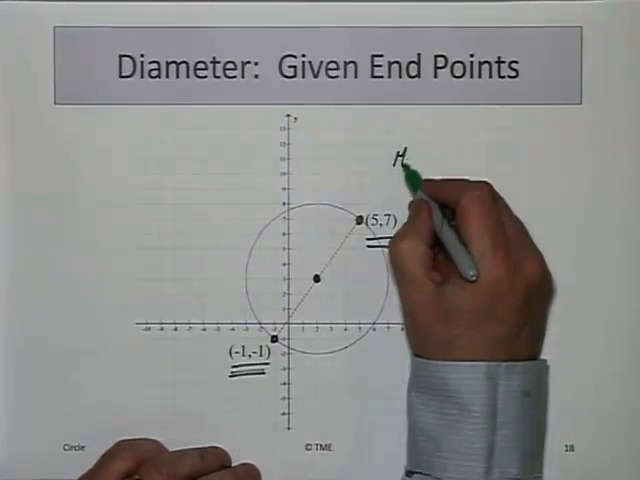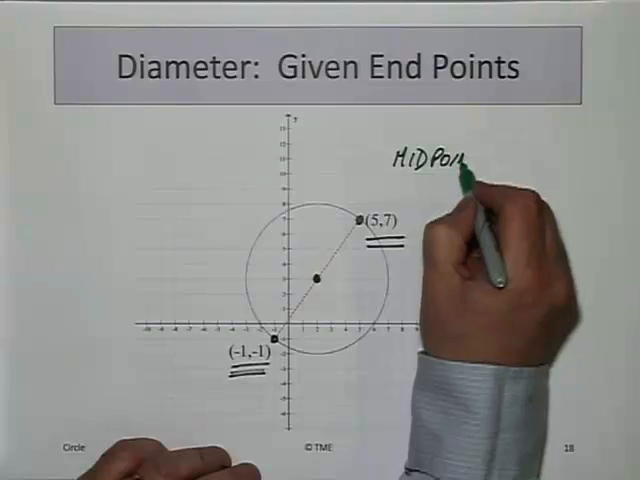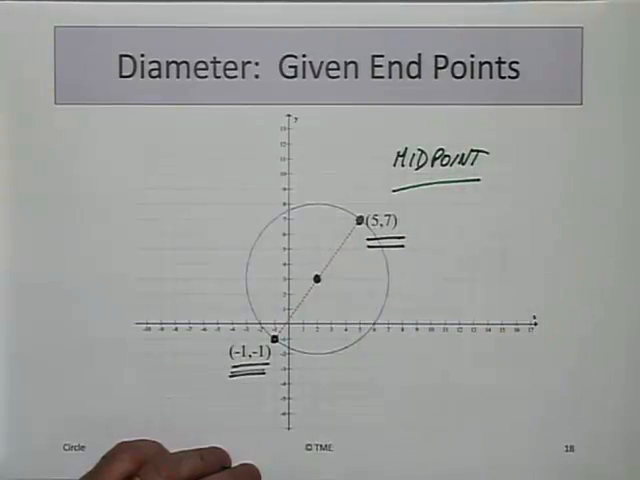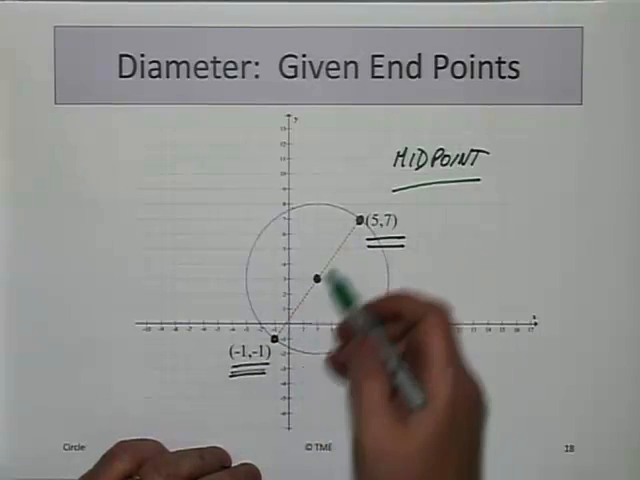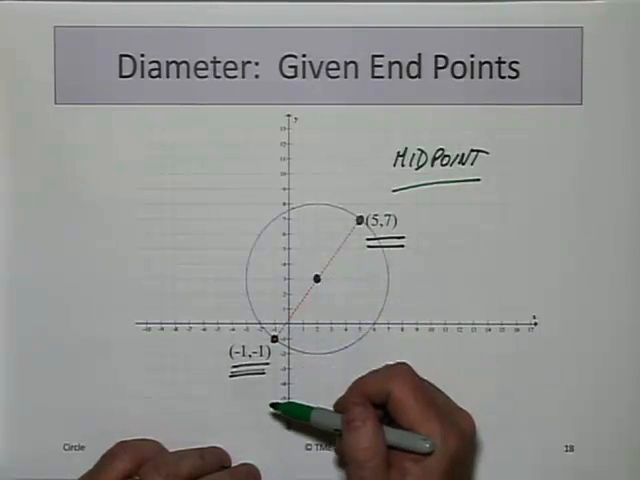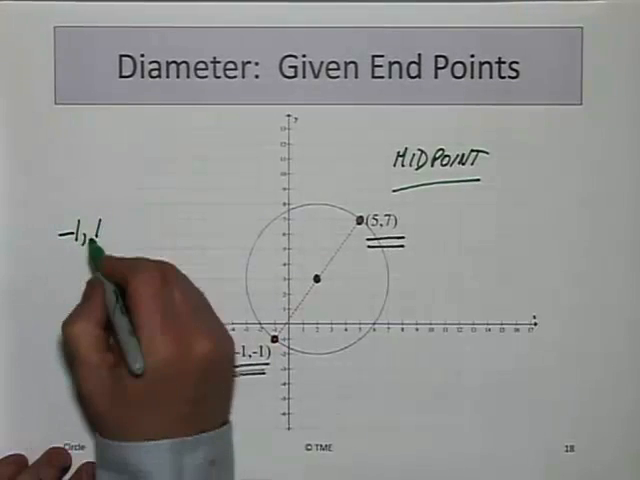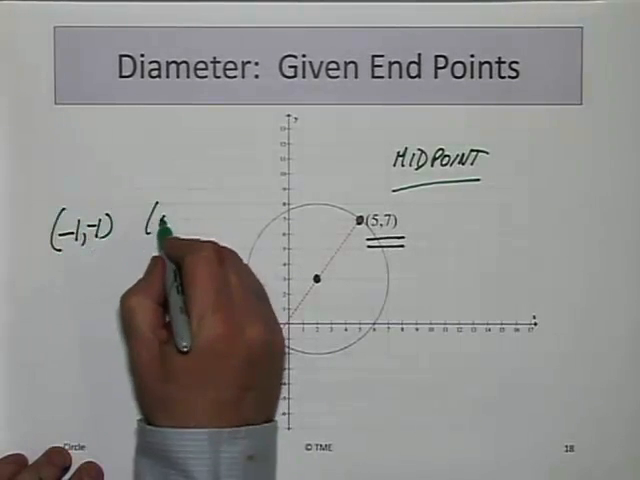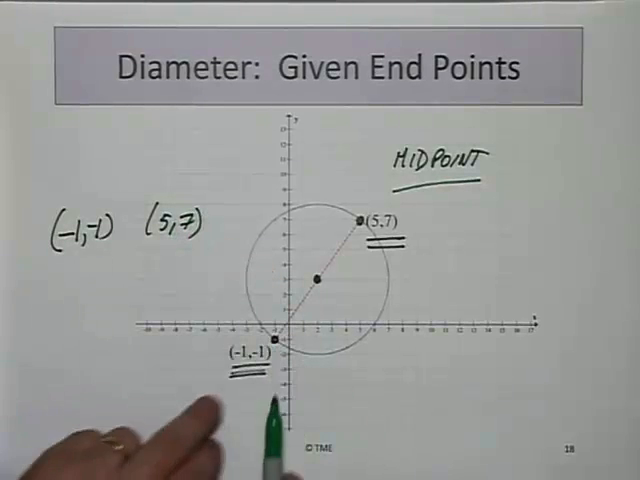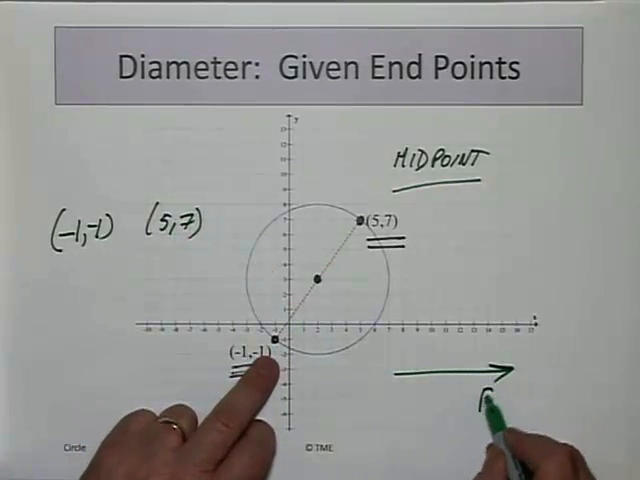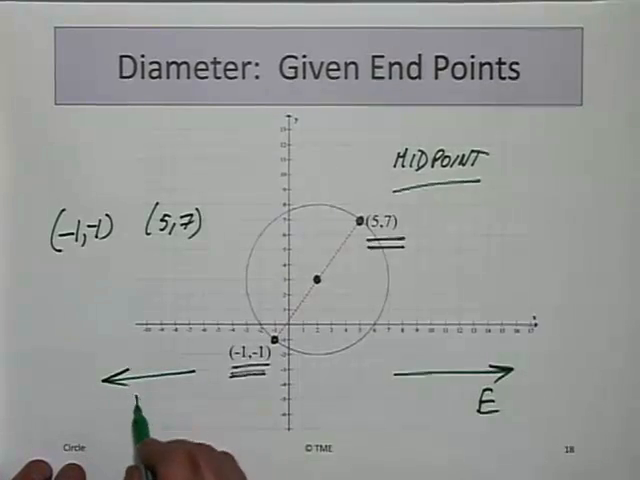Is that the equation for the midpoint of a line segment or something? Because halfway across the diameter is the center, isn't it? So if we look at it and say minus 1 and 5, 7, if we started off and just consider the east-west direction for the moment, okay?